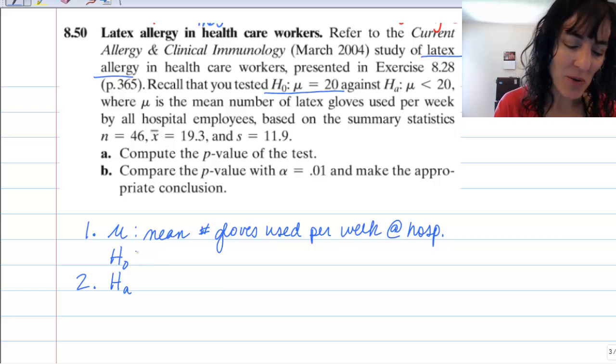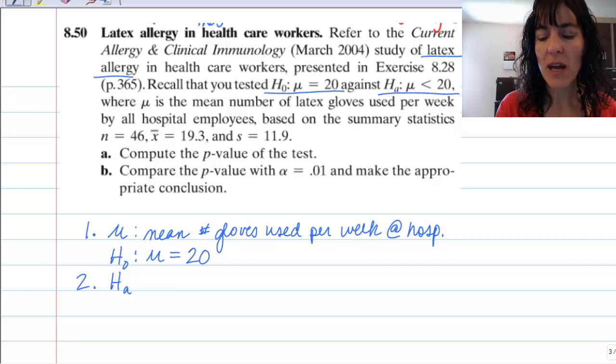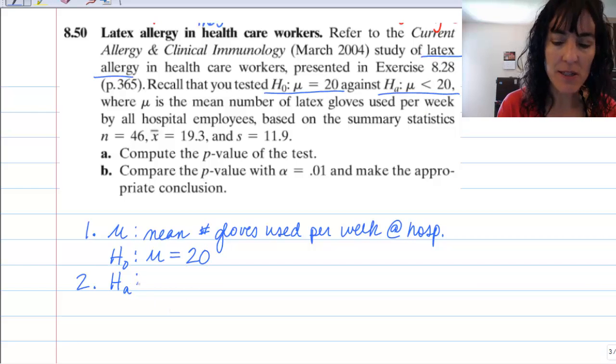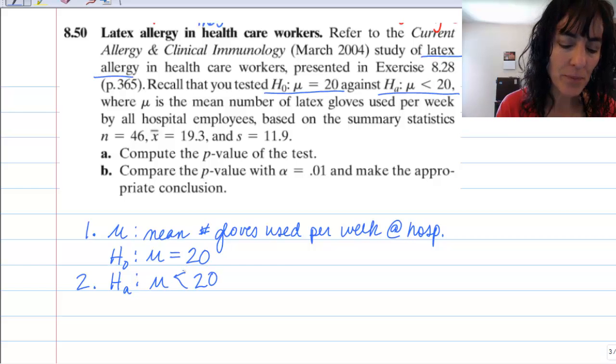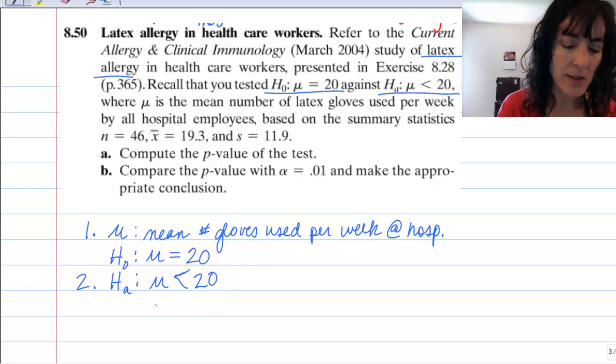And then we have mu equals 20, so that's going to go here. Mu equals 20. That's our H naught. And then H sub A, or our alternate hypothesis, that's going to be mu is less than 20. Now I think most of you have been noticing when you have an equals a number, that's almost always going to be your null hypothesis, and then either less than, greater than, or not equal for your alternate hypothesis.